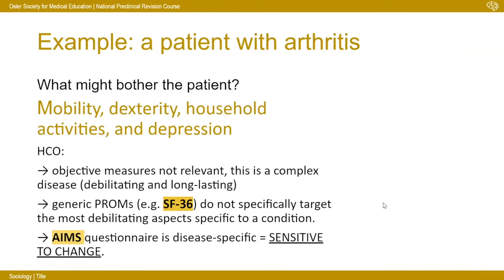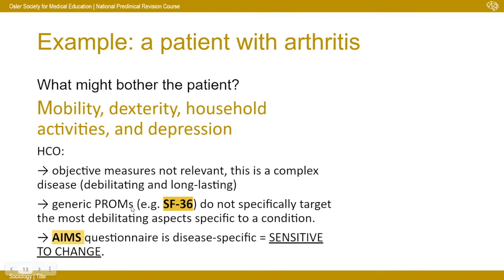Okay, so now we're going to think about specifics of what kinds of PROMs can be used. So we have a patient with arthritis who's being given treatment. What kind of things do we think might bother the patient? So we have mobility, dexterity, household activities, and depression. So these are things which are quite specific to a patient with arthritis. So if we're assessing this, the old traditional objective measures wouldn't be relevant because this is quite a complex disease, which lasts a long time. It's not simply a matter of mortality.